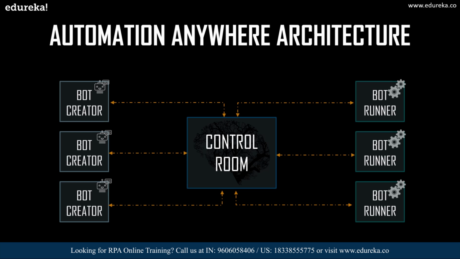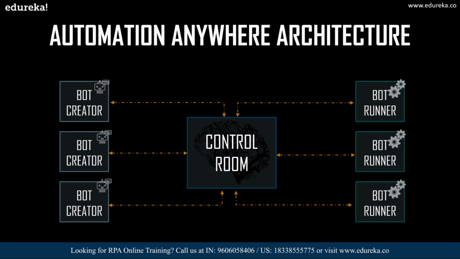Coming to control room, the control room is one of the most important components of the architecture. It's basically a web server that controls the bots created by the bot creators, and since Automation Anywhere focuses on centralized management, the control room offers features such as centralized user management, the automation deployment, the source control, and also provides a dashboard.